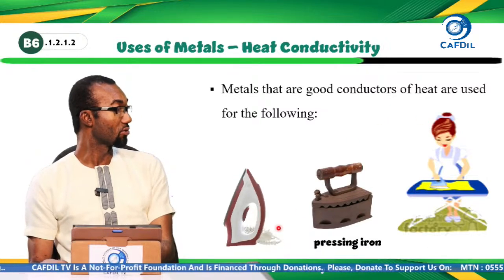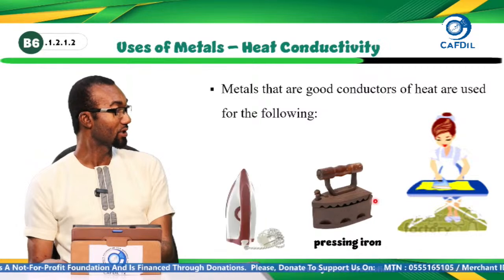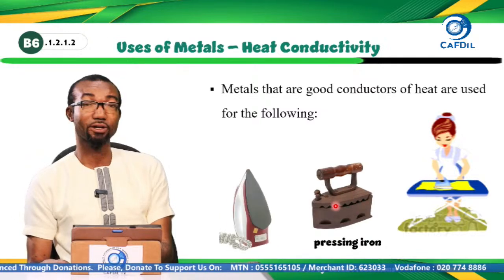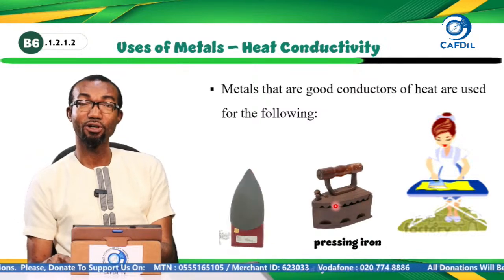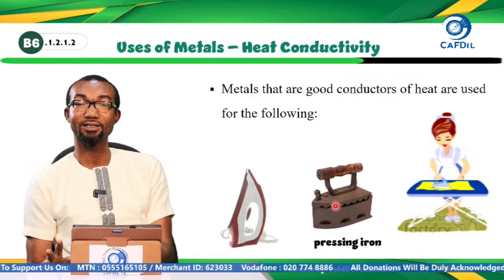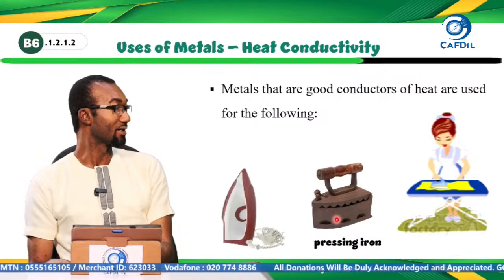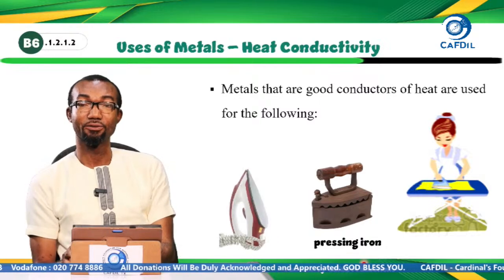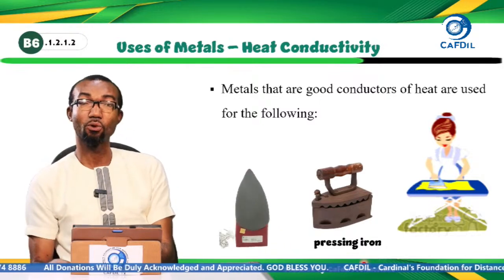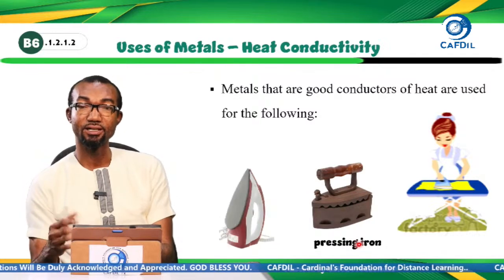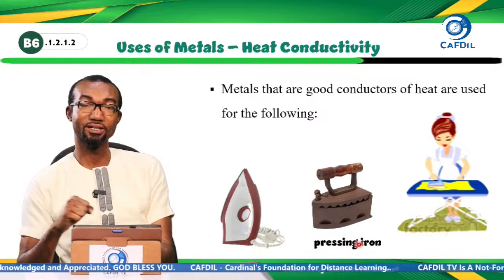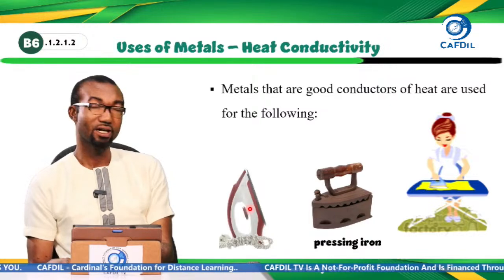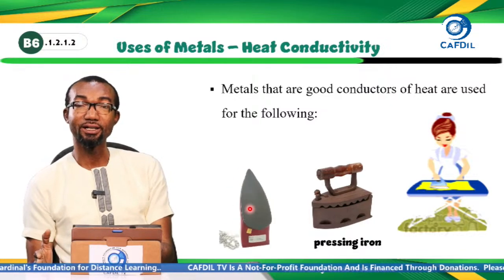We can also use it to make pressing iron. In the olden days, this is what we used to iron our clothes. We call it the box iron. Before electricity came, or in areas that have no electricity, they use the box iron. They just take some charcoal, make fire with the charcoal, and then they pour the charcoal inside the box iron. When it heats the box iron, they remove some of the charcoal and they use the heat in the box iron to iron clothes. So we can use it because heat can pass through without burning it or melting it.